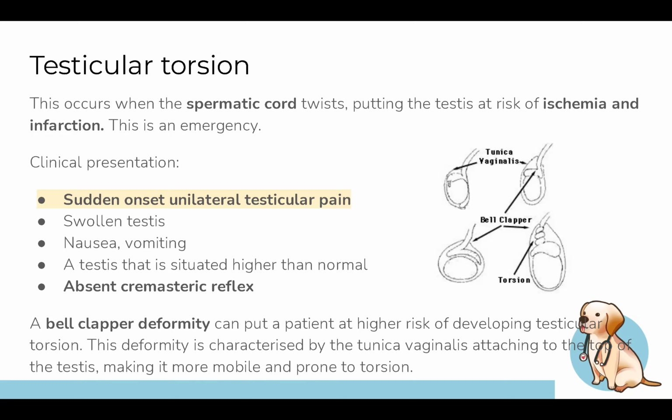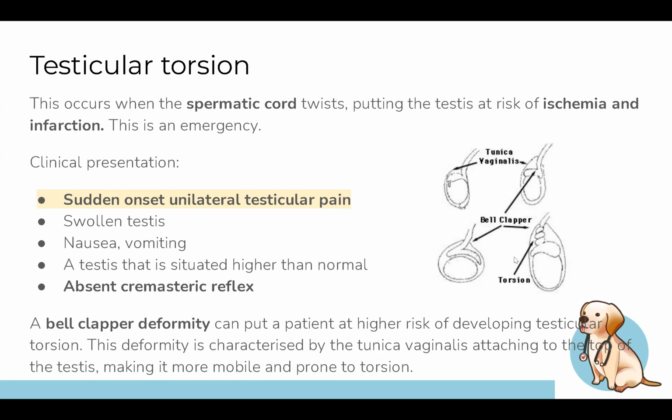These people also have an absent cremasteric reflex. The testis will be very swollen. And you can see here on the right side, I have a bit of a diagram. This is a normal spermatic cord untwisted. You can see here, the spermatic cord is really twisted on itself, okay? And that's why you get a really swollen testis. They're generally nauseated and vomiting just from the pain.